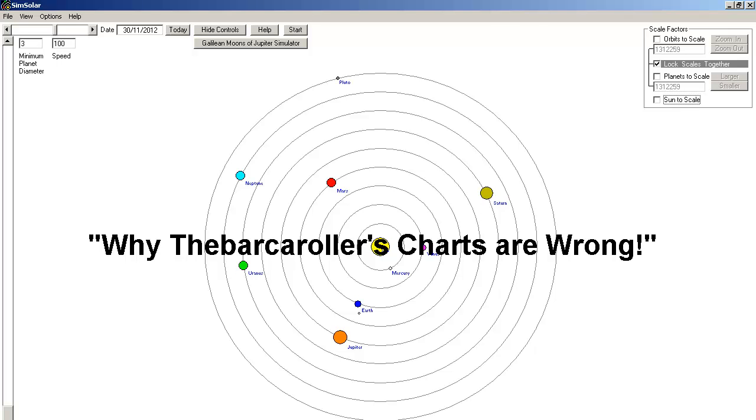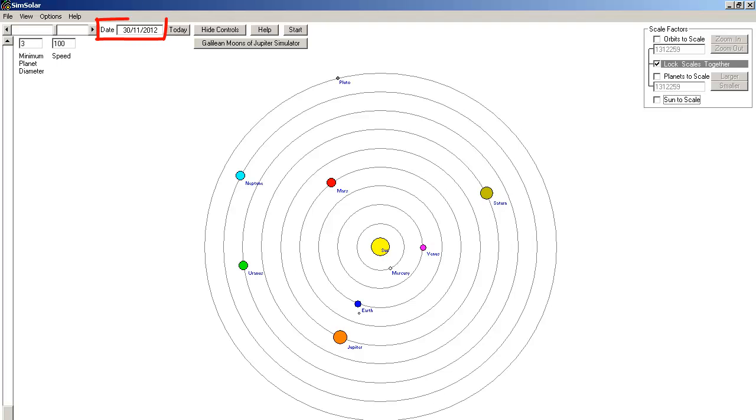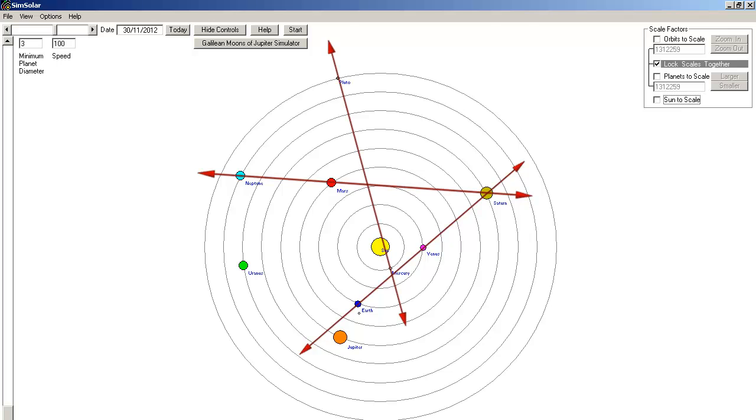Hello, today we are looking at the Thebarcaroller's Planetary Alignment Watch for 30th of November 2012. The Thebarcaroller shows a total of 7 planetary alignments on this chart, starting with Neptune, Mars and Saturn, followed by Saturn, Venus and Earth, then Pluto, Sun and Mercury, and Mars, Sun and Mercury.